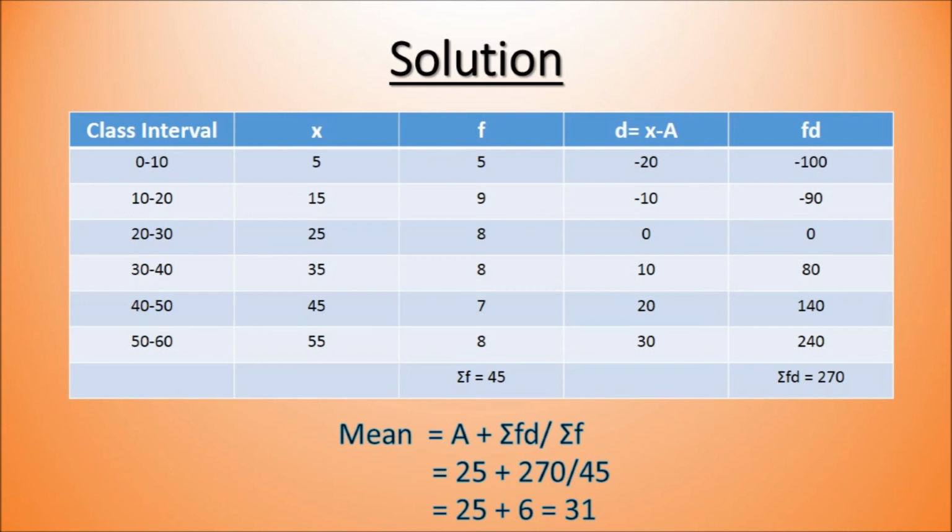In the fourth column, we find the product of f and d. Finally, we add up all frequencies to get sigma f and then the sum total of fd to get sigma fd and put it in our formula a plus sigma fd upon sigma f to get 25 plus 270 upon 45, which will give us 31.